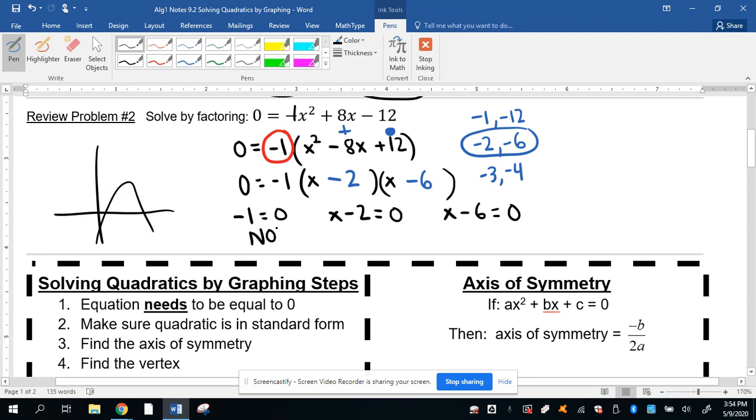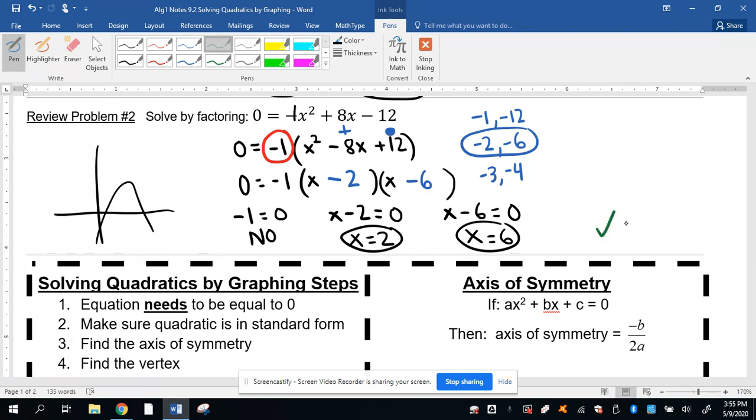But anyways, that's not a 0, and so now we'll add 2 to both sides, giving us 2, add 6 to both sides, giving us 6. So we have two answers here, and we will check with example 3. Again, if you look at the back side of your notes, example 3 is the same equation. Instead of solving by factoring, it'll be solved by graphing.